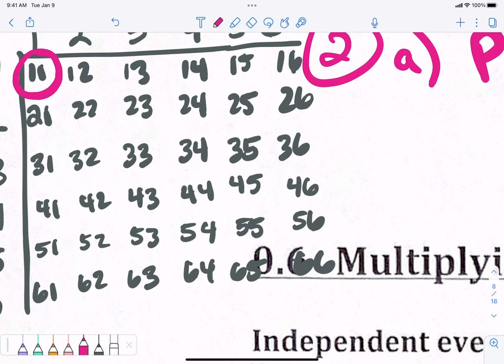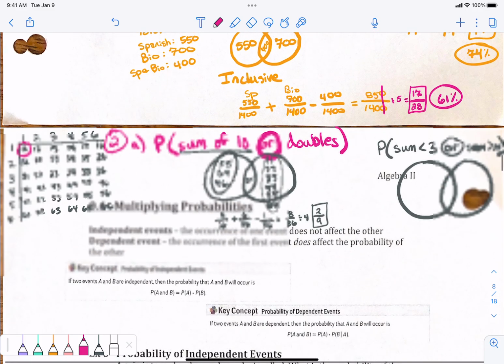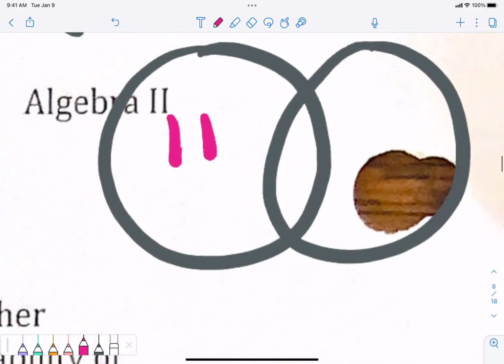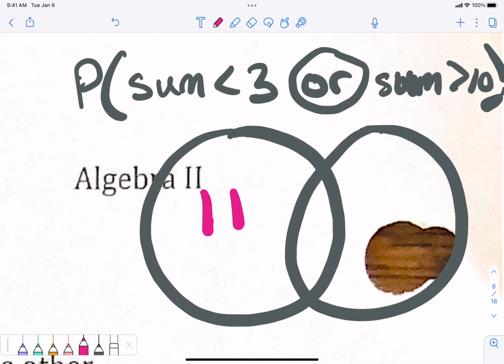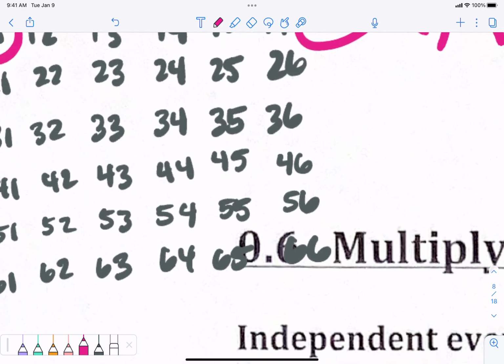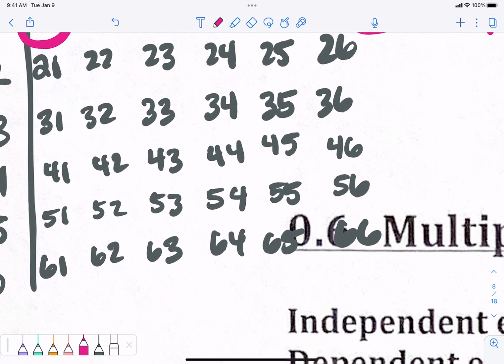Anything else that's less than 3? No, it goes by the diagonals, just so you know. So 1 and 1 is a sum that's less than 3. That's the only combination less than 3. Are we confused? Are we doing okay? Okay, a sum that's greater than 10. So let me look at my diagram over here. Okay, give me a combination that will be greater than 10.